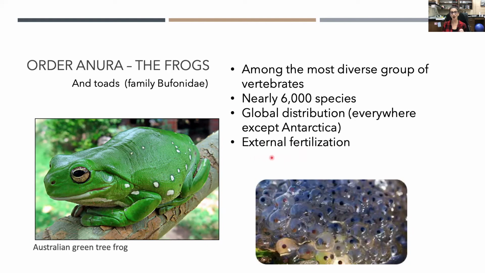Frog eggs are externally fertilized. So if you remember back to our animal reproduction lecture, we talked about internal and external fertilization. The frogs perform external fertilization. And in order to keep those eggs moist and healthy, they produce this thick jelly layer that allows the embryo to grow and develop while being protected in a moist aquatic environment.